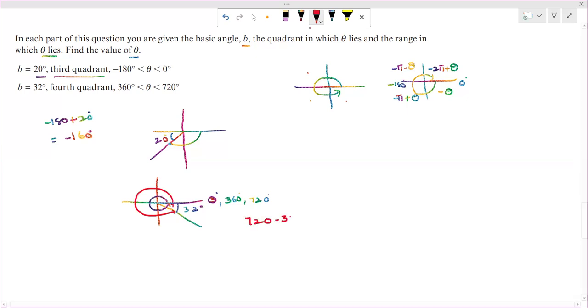720 minus 32. How much over here? This angle will be in between this. So 720 minus 32, if you simplify, this will be 688 degrees. So the value will be 688 degrees. So this is how we have to simplify the problem. Okay, next.